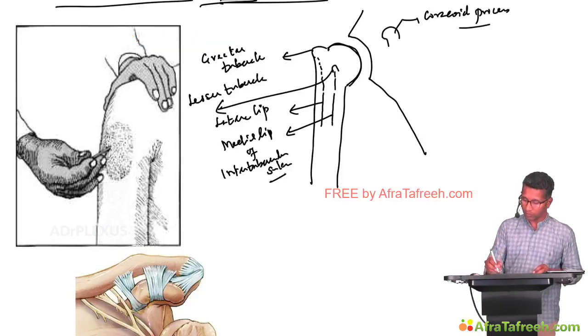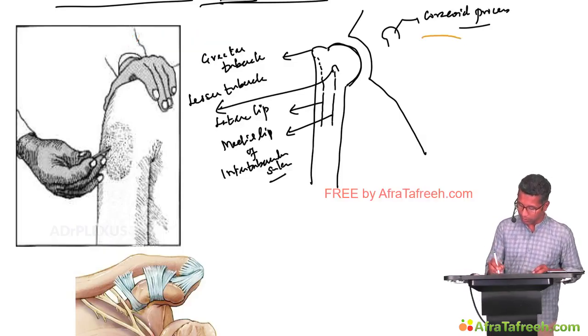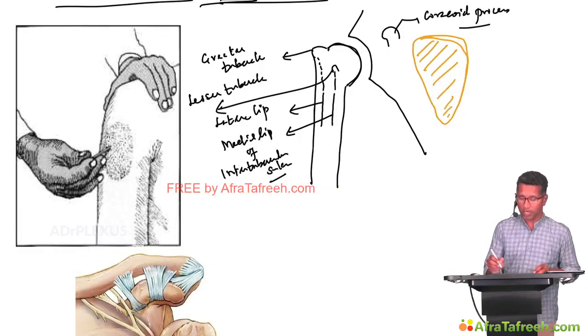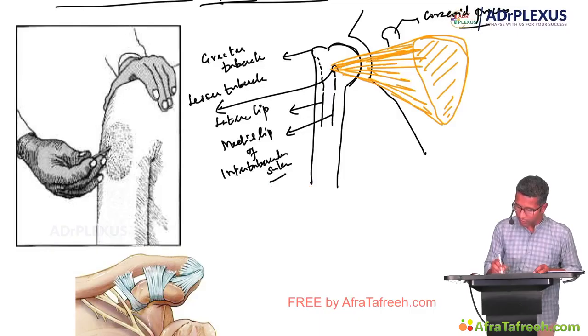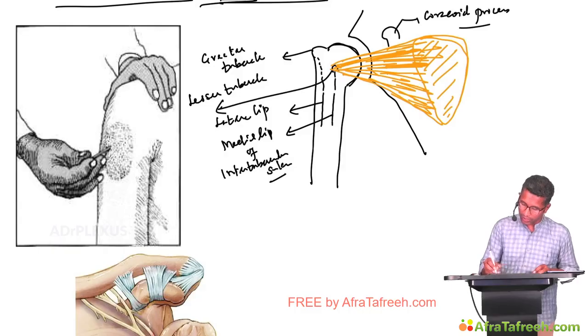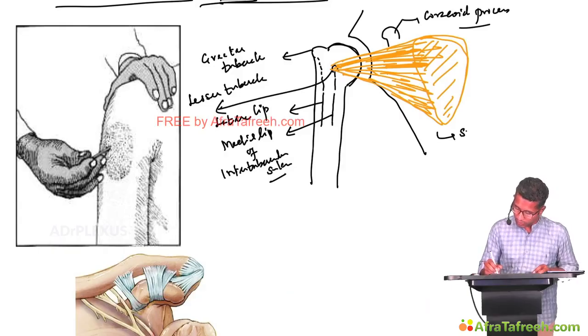Now when you see this from the anterior aspect of the scapula, there is a fossa called the subscapular fossa. From the subscapular fossa you get a huge muscle, called the subscapularis muscle. It goes and gets inserted into the lesser tubercle. So this is the insertion of the subscapularis muscle. The subscapularis muscle arises from the subscapular fossa.